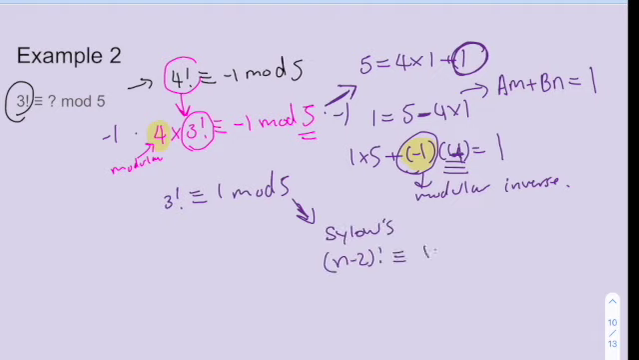This is what it looks like, and since 3 is 5 subtract 2, we know that the Slope's theorem is valid in this case.